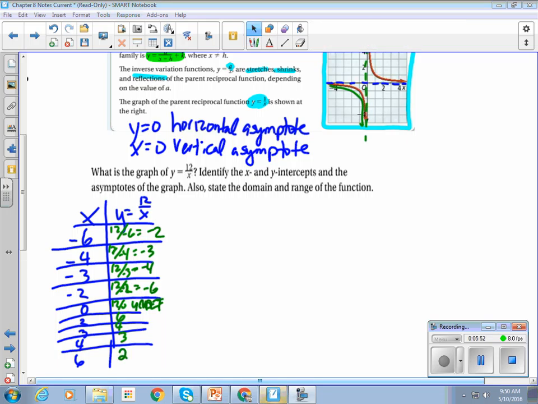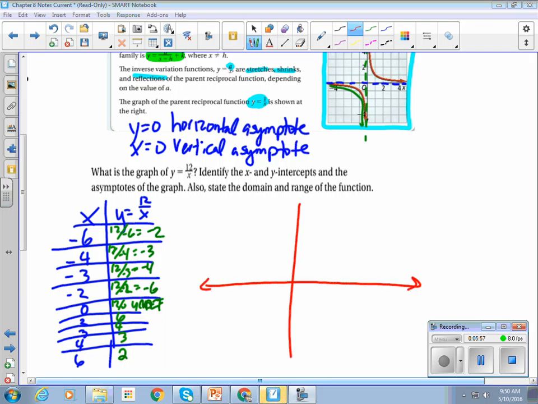Now we're going to quickly draw a graph. So I need -6 on my x, and I need +6 on my x. And I need 6 and -6 on my y. Okay, so I'm just going to plot these points.